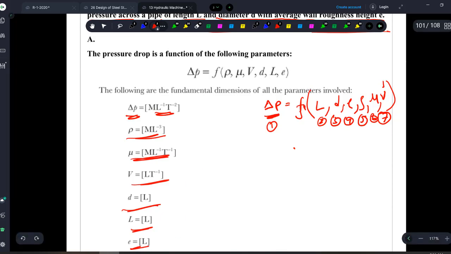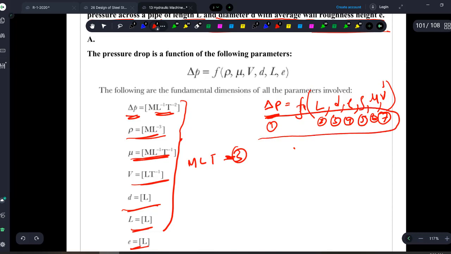So how many fundamental quantities are present? M, L, T. There are three fundamental quantities, agreed or not? So you can reduce these total 7 variables into 7 minus 3, which is 4 variables. याद रख लो, this is a very important thing. A question can come: how many pi terms can be formed using an equation with 7 variables? Answer is 7 minus the number of fundamental quantities.